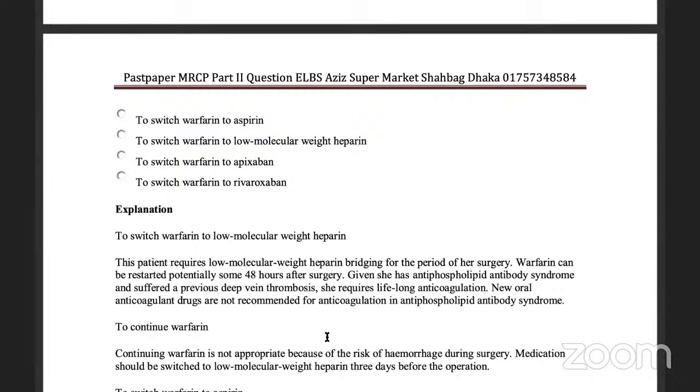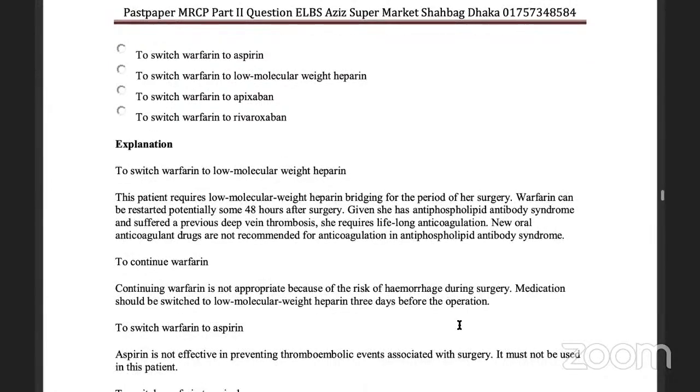This patient requires LMWH bridging over the period of warfarin. Warfarin can be restarted potentially some 48 hours after the surgery. Given the antiphospholipid antibody syndrome and a previous thrombosis, she requires lifelong anticoagulation. New oral anticoagulant drugs are not recommended for anticoagulation in antiphospholipid syndrome.